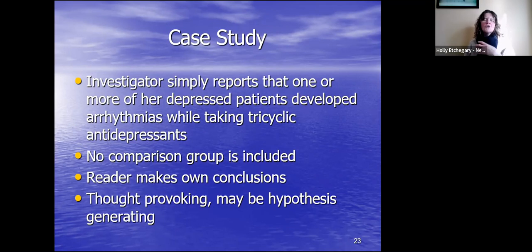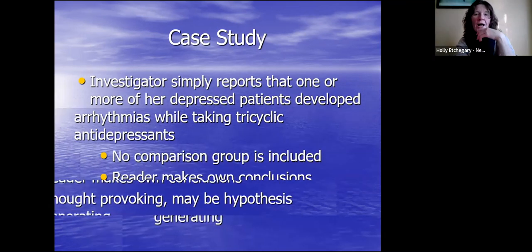You have no comparison group. You often have an N of only one or a very small number. Readers are really left to make their own conclusions. These are generally thought-provoking articles, and they're generally meant to be. Often it's because you're seeing something new or different in practice, and it might be hypothesis generating, right? As you learn a bit more about a few of these patients, that's written up in the case study. Here it's depression, arrhythmia and a particular antidepressant. But you may decide ultimately to move on and study that in a more robust or rigorous design.